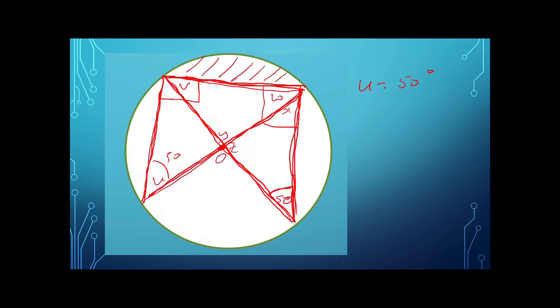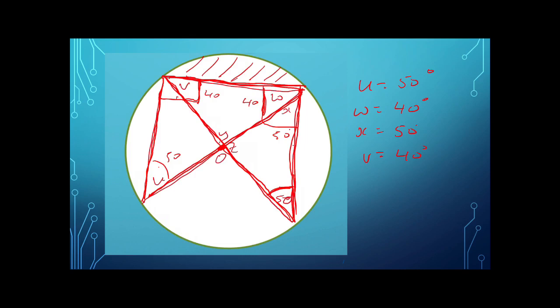Now, because we know that this angle is 90 degrees, 90 plus 50 is 140, we now know that W must be 40 degrees because the angles in a triangle add up to 180. So if W is 40 degrees, that then tells us that X must be 50 degrees because we know that that's a right angle there. If this is 50 and this is 90, 140, then V is 40 as well.